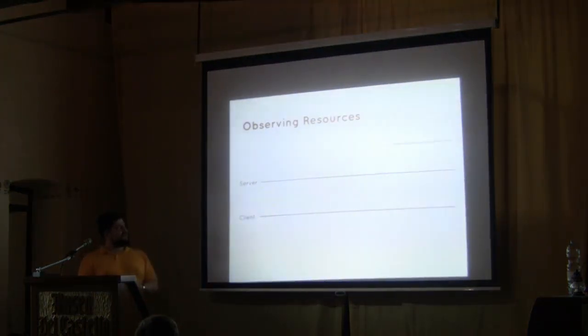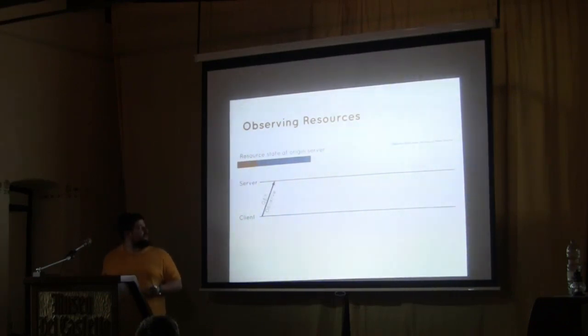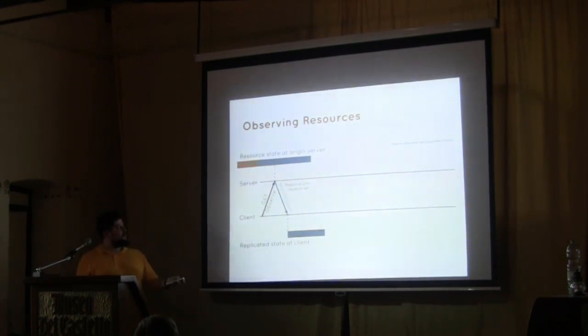The central one, I already mentioned it, is observing resources. These are the push notifications you really often want from the server. So you have a server and a client, and this server has some kind of resource that might change over time. First the resource state is orange, then it's blue, and at some point the client is interested in the resource state. It will send a GET request, and it will receive a response, and then it has the state of the resource locally.